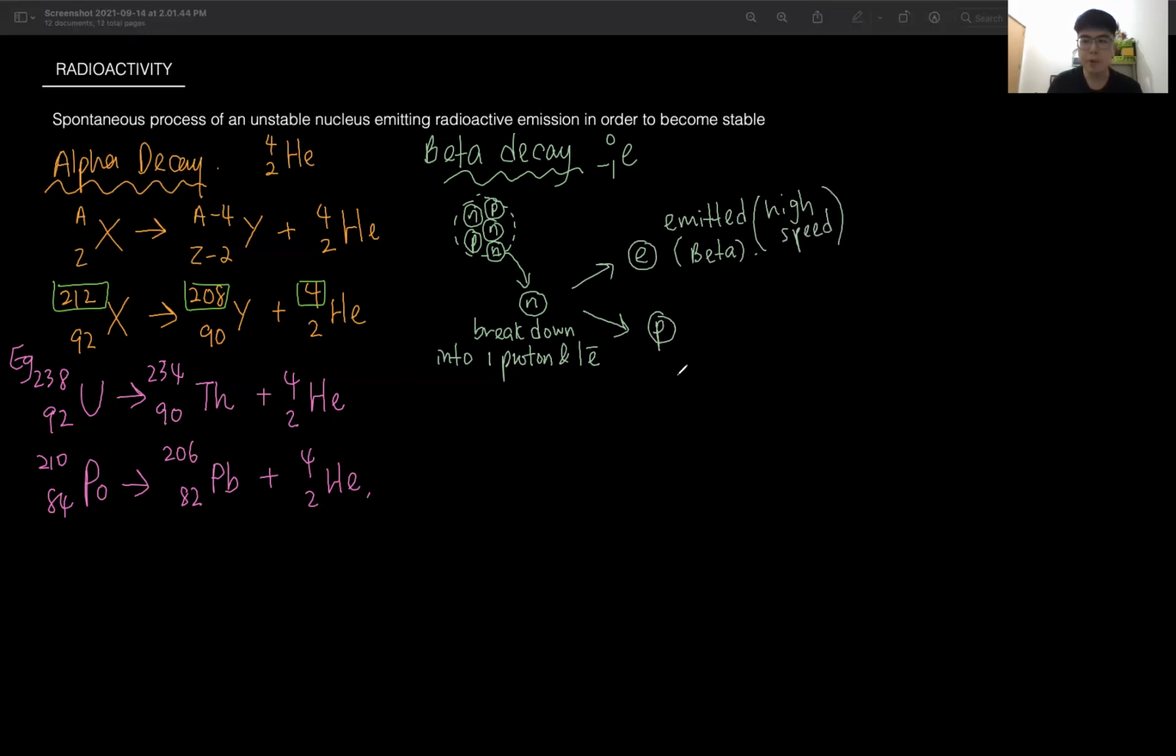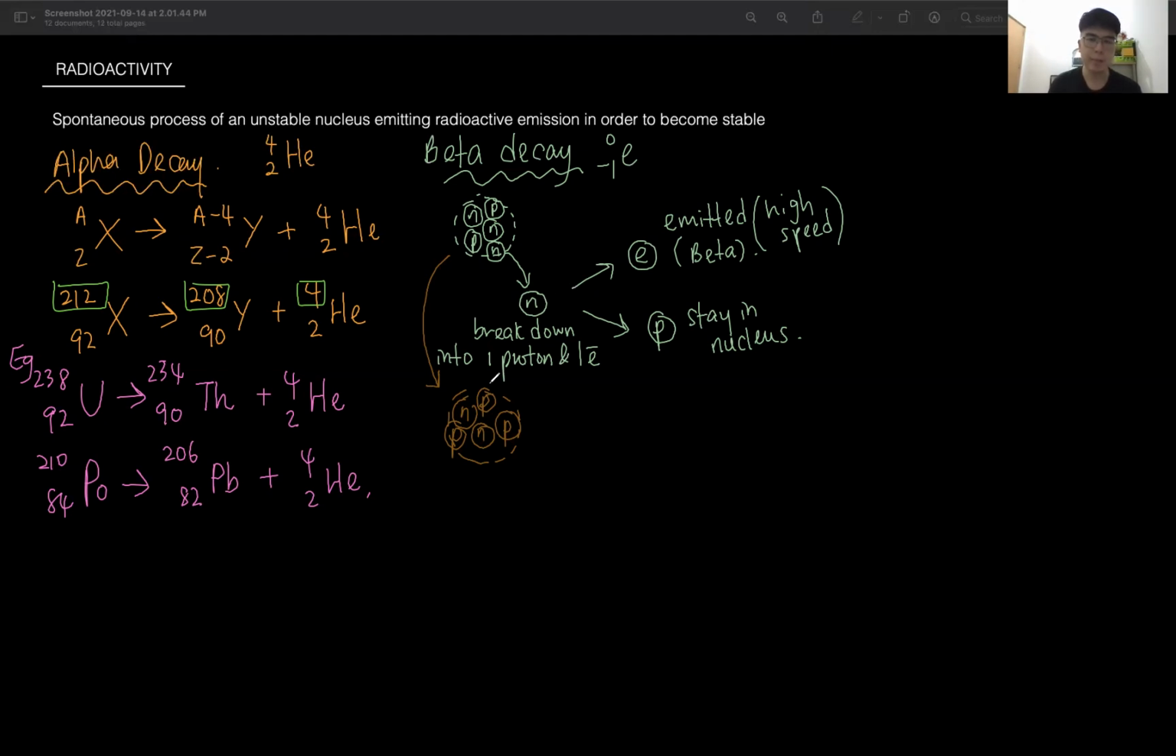Now, how about the proton? The proton will stay in the nucleus. Only the electron is emitted, right? So what do you get as a result? Initially you got 2 protons and 3 neutrons. Now it becomes 2 neutrons and 1 extra proton, because 1 neutron already broke down into proton and electron, but the electron already escaped, already left the nucleus. So you end up having 3 protons and 2 neutrons. So this is what is happening in the nucleus during the beta decay.